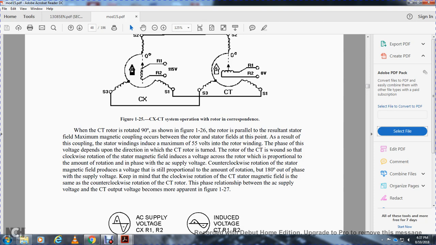Counterclockwise rotation of the stator magnetic field produces a voltage that is still proportional to the amount of the rotation, but about 180 degrees out of phase with the supply voltage. Keep in mind that the stator magnetic field moves the same way with clockwise and counterclockwise rotation of the control transformer. The relationship between the AC supply voltage and the control transformer output voltage becomes more apparent with figure 127.